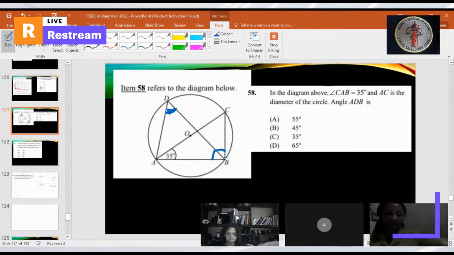So this angle here touches both ends of the diameter, and yes, we are told that it's the diameter. So we know that's a 90 degree, right? The angle in a semicircle is a 90-degree angle. Okay, so if this is 90, where do we go from there?